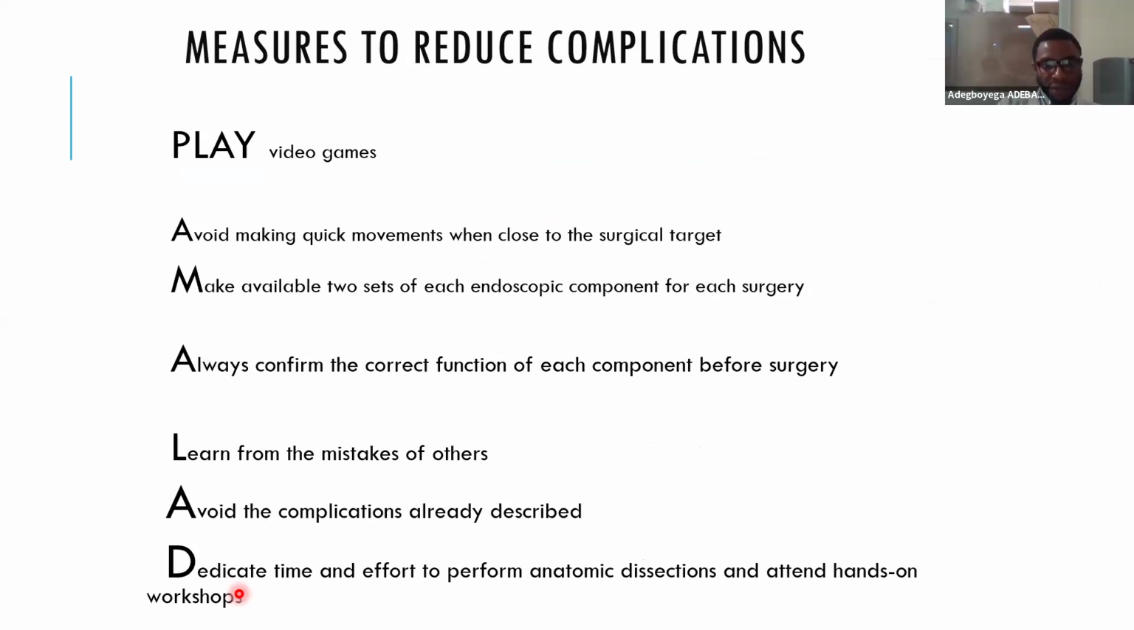The surgeon should also avoid making quick movements when the instrument is in the vicinity of the target lesion, in order not to damage normal tissue or to prematurely rupture a vessel or the lesion itself. It's also advised that 2 sets of each endoscopic equipment or instrument should be made available for obvious reasons.